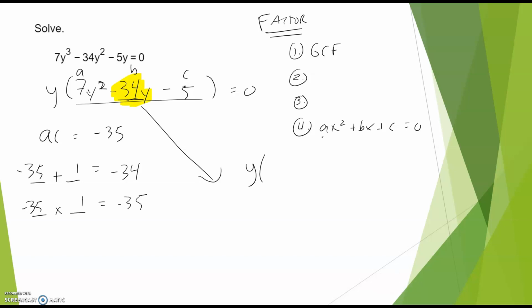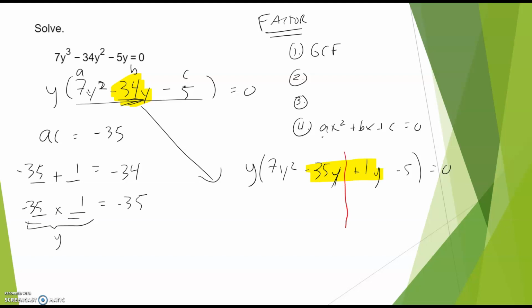So that is 7y squared, I don't change, minus 5, I don't change. We're still dealing with an equation. And I break up that negative 34y using those two numbers, negative 35y and positive 1y. Those are my y terms. These are my y terms, okay? So look, this is the same thing. Negative 34y is the same thing as negative 35y plus 1y.